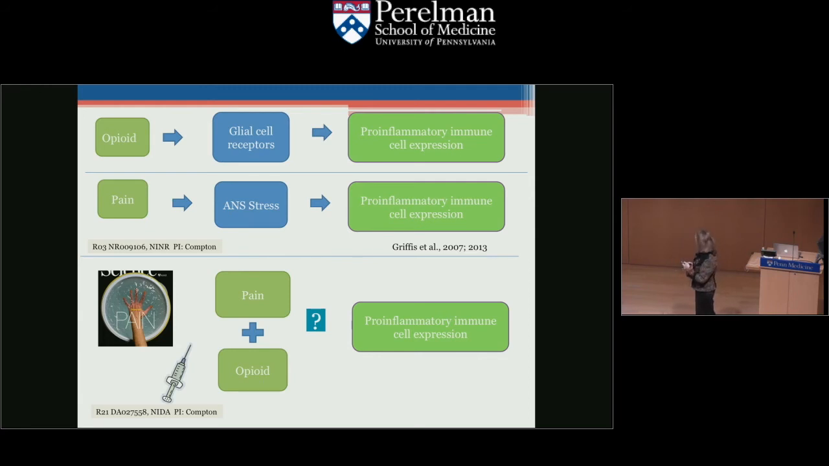And so what we did was we took patients and brought them again; on one visit they'd get an opioid, and we'd look at their pro-inflammatory cytokines. The next visit they'd get just pain, again the cold pressor, and we'd look to see what their responses were. And then we had visits where they came in and got the two together.